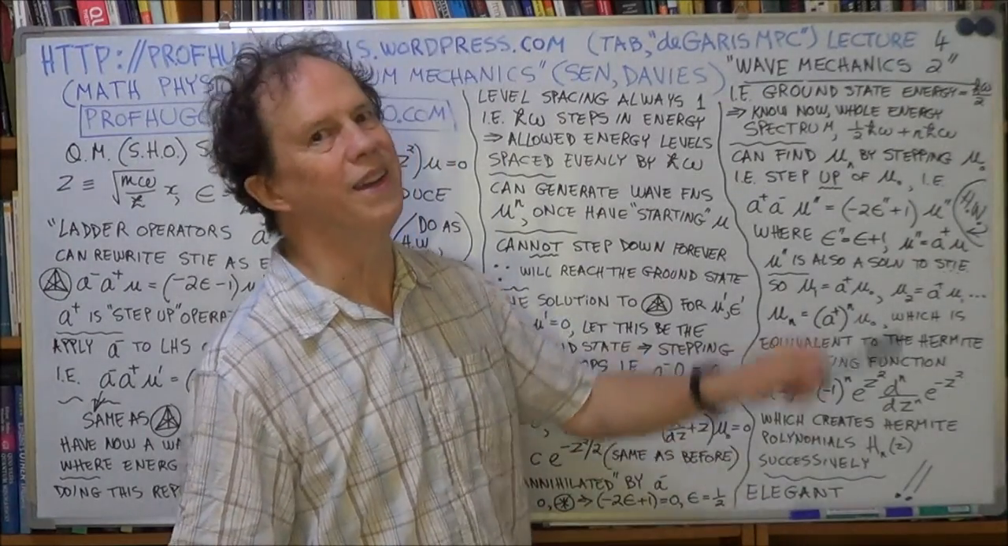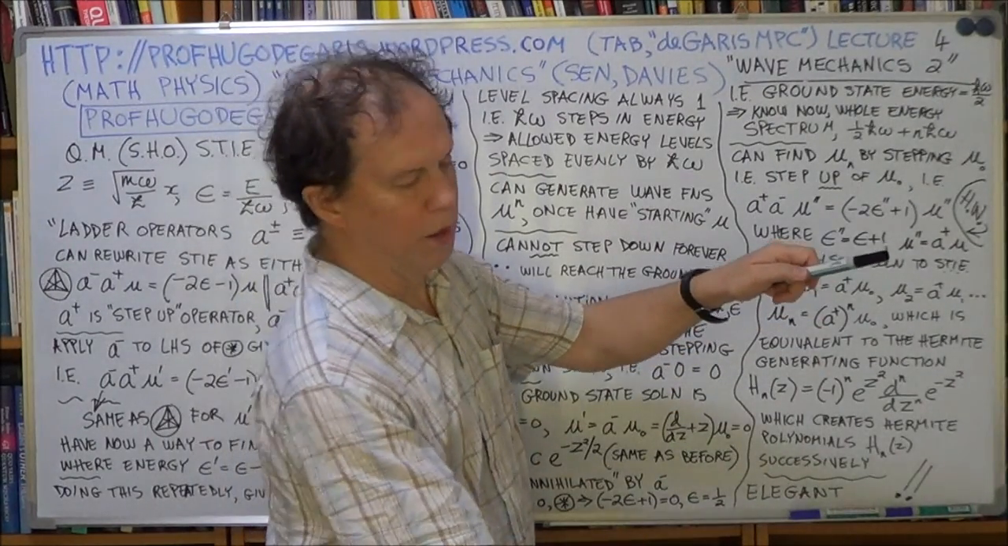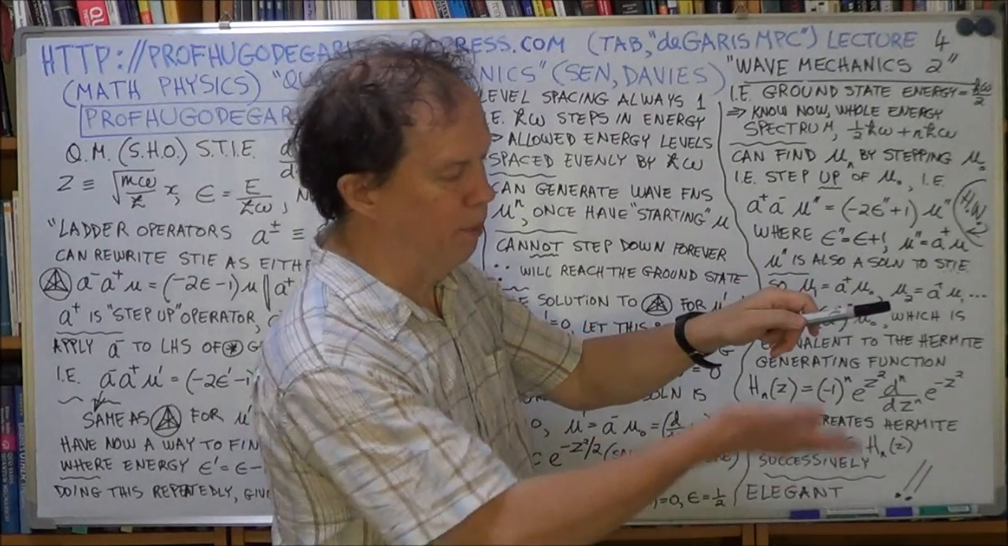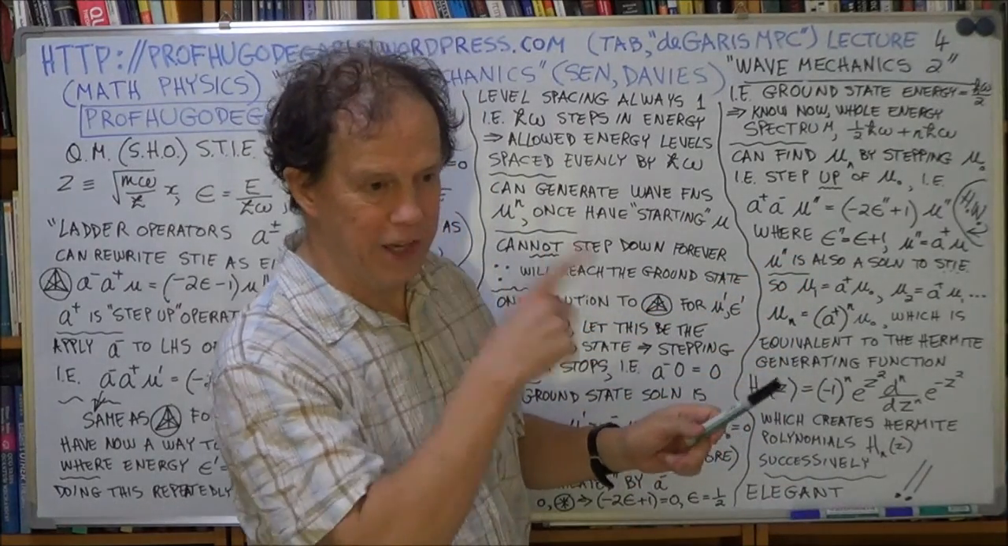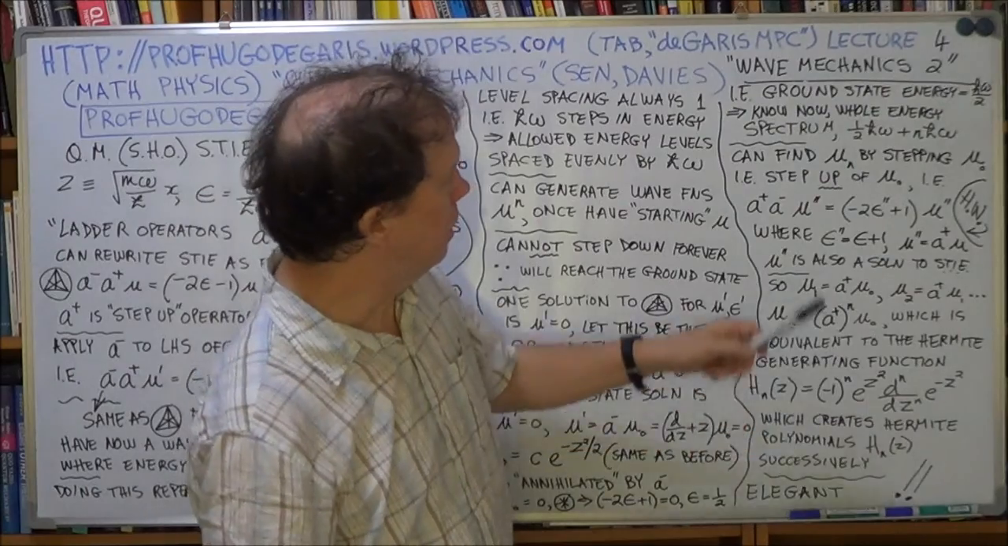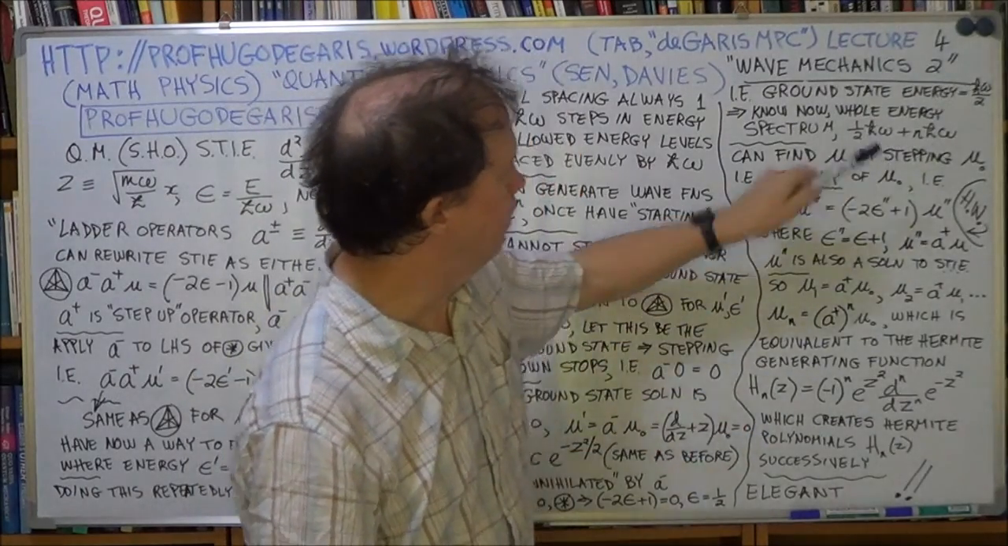If you go the other way, if you go up from the lowest energy level, you're adding h bar omega to the energy each time. So that's where this comes from.